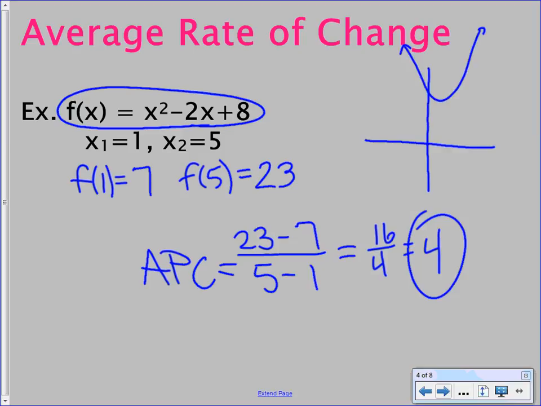So what's happening, we just found the slope of that green line right there.